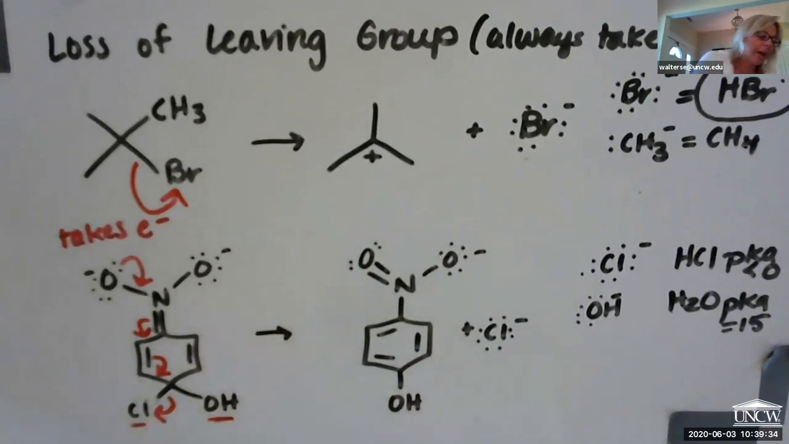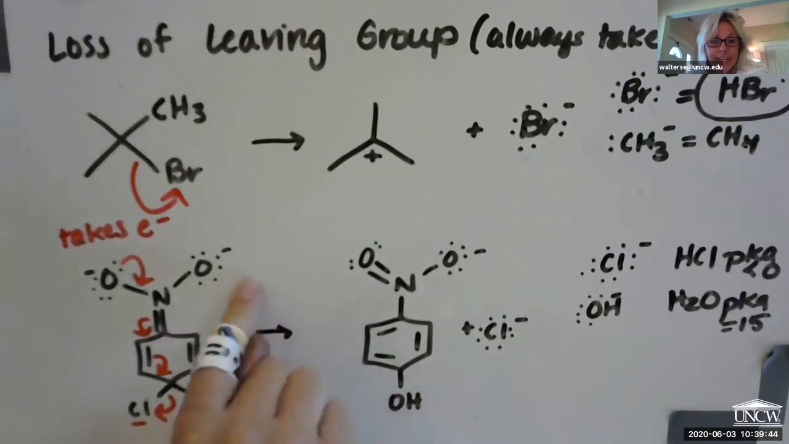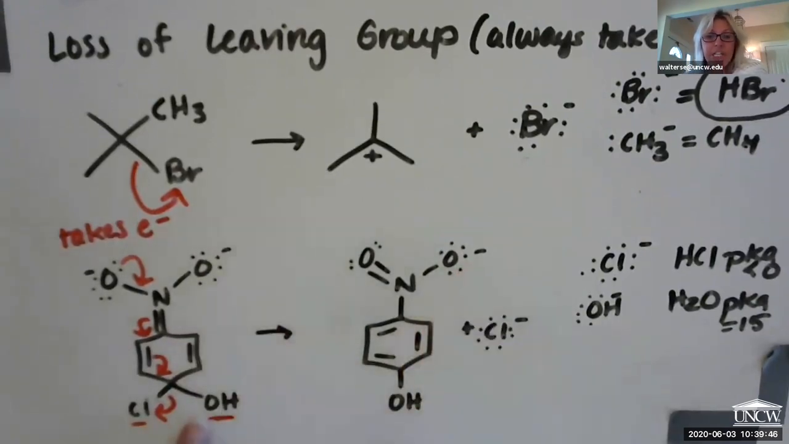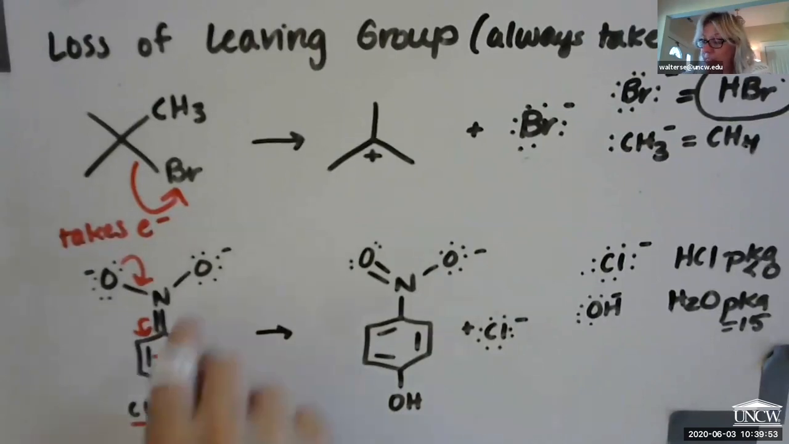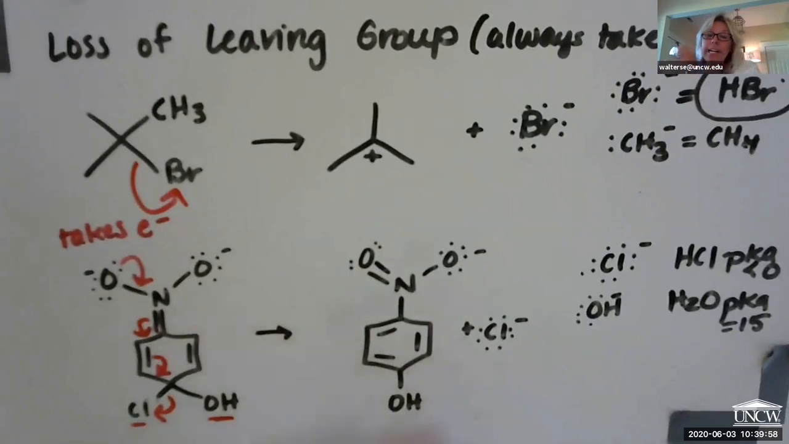Now, you might be thinking, how do you know this? You don't have to worry about that right now, but if you saw this and you saw this, you need to be able to do two things: classify it as loss of a leaving group, and draw the arrows on this structure that would make these two structures. Right now product prediction is at its very, very beginning stages, so don't panic about the products right now.